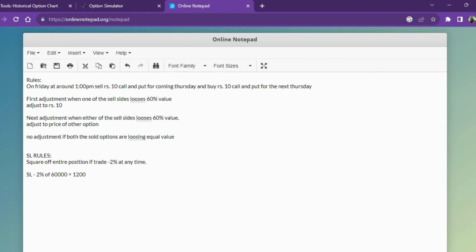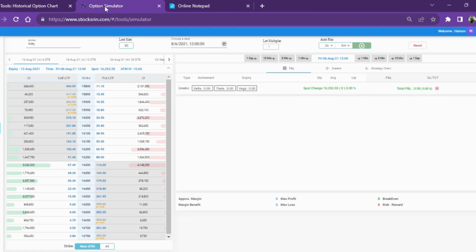And I'll be making the first adjustment when the sell side loses around 60% of value, and I'll make the first adjustment to rupees 10. And after that, every subsequent adjustment I would be adjusting it to the value of the other option that I've sold. And as for the stop loss, I'll square off the entire position if I lose more than 2% at any time. Okay, so now let's go ahead with the trade.